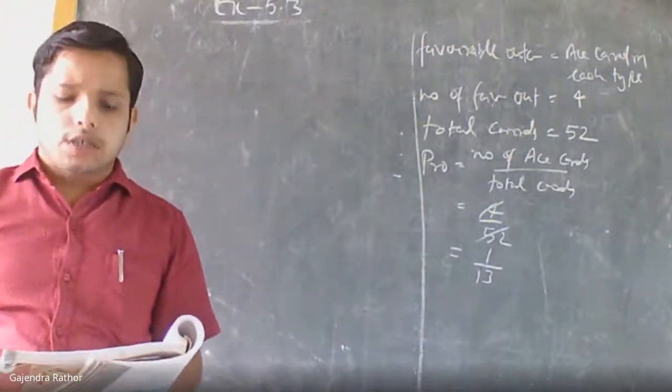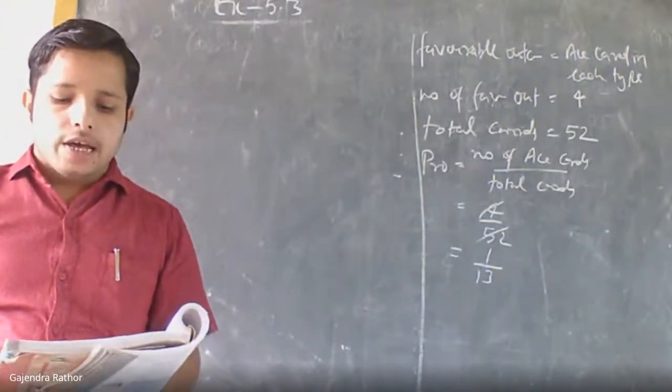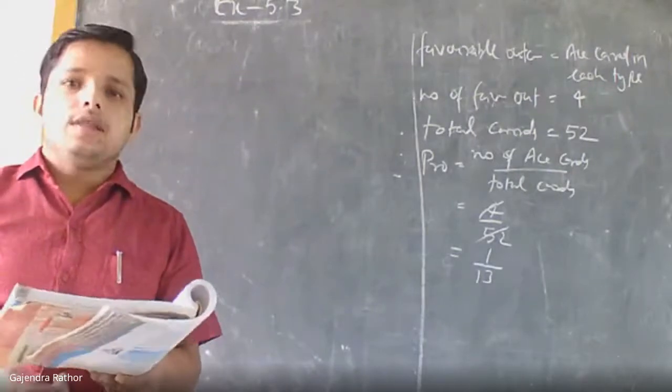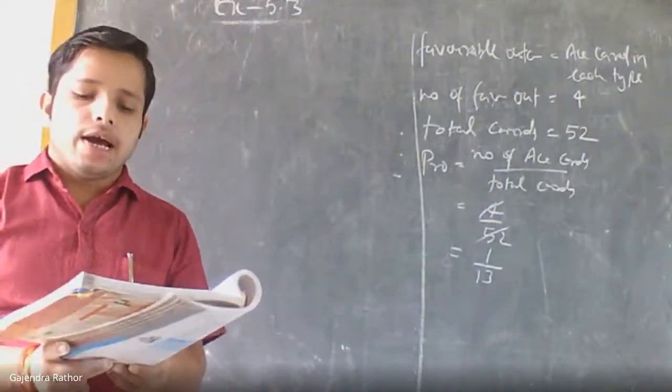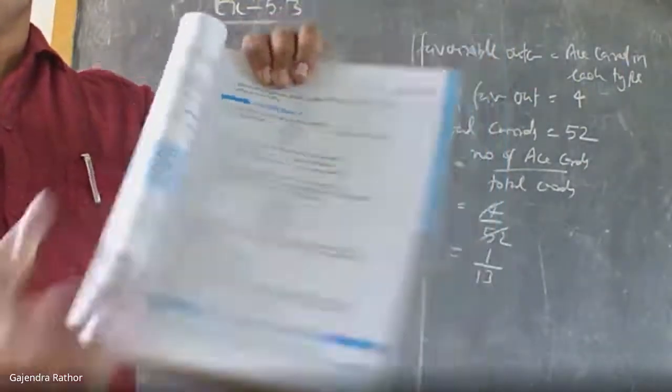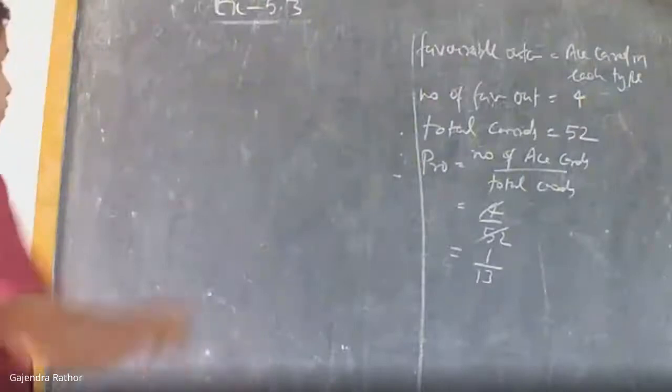The point number C, probability of getting a red apple. In the third point C, one figure is given. You are seeing it like this. I am also drawing the figure.